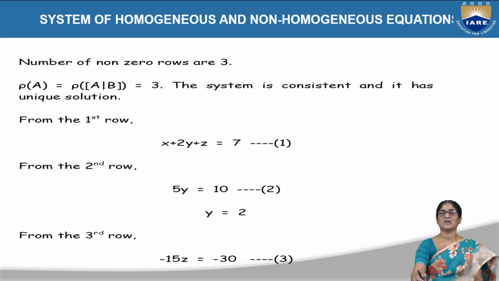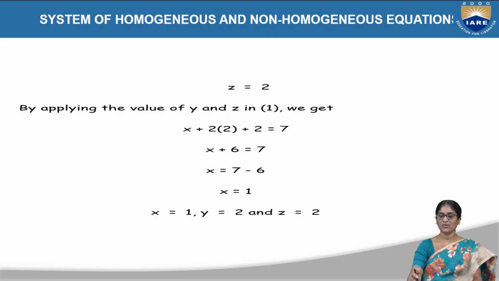So let us see what you are going to get. x plus 2y plus z is equal to 7. Substitute y is equal to 2 and z is equal to 2 here. So you are going to get x plus 2 into 2 plus 2 is equal to 7, or x plus 6 is equal to 7, or x is equal to 7 minus 6, or x is equal to 1. So therefore x is equal to 1, y is equal to 2, and z is equal to 2.